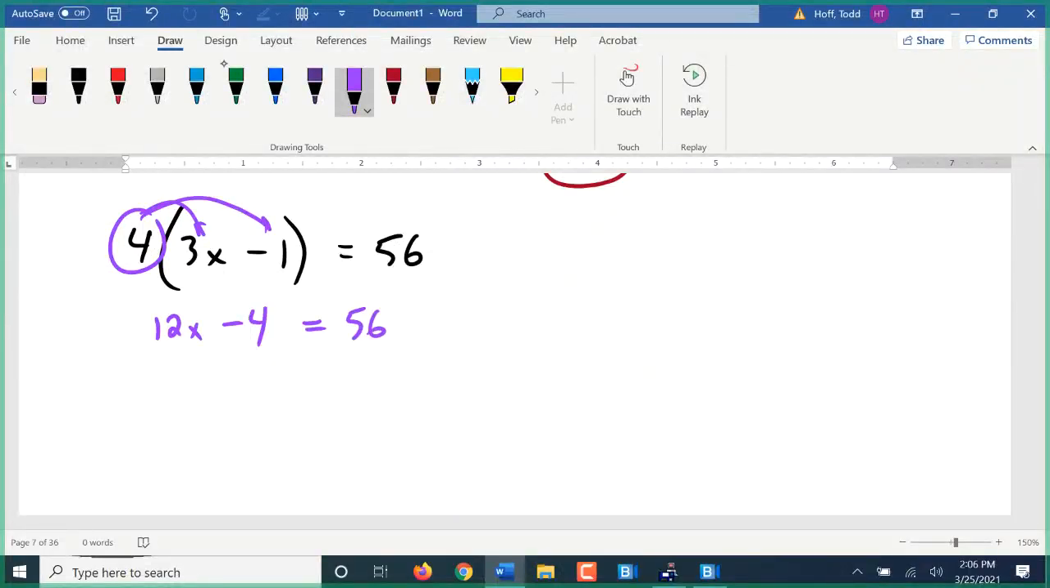And now we're ready to solve this. We'll add 4. 12x equals 60. And we'll divide by 12 to get x by itself. Get x equals 5.